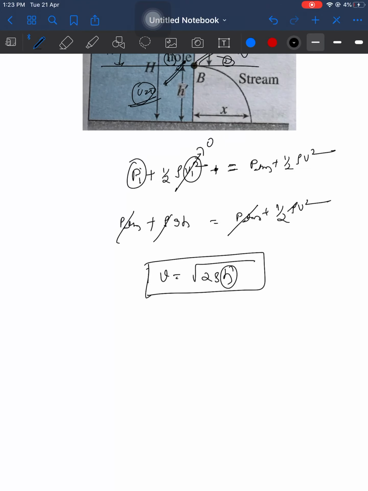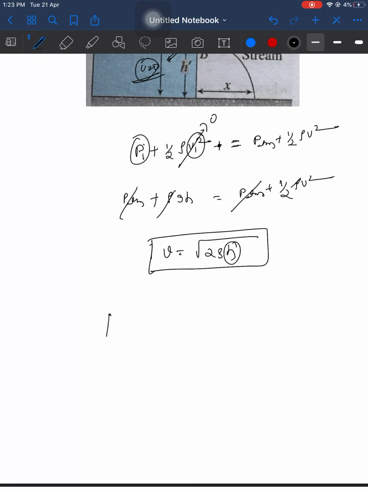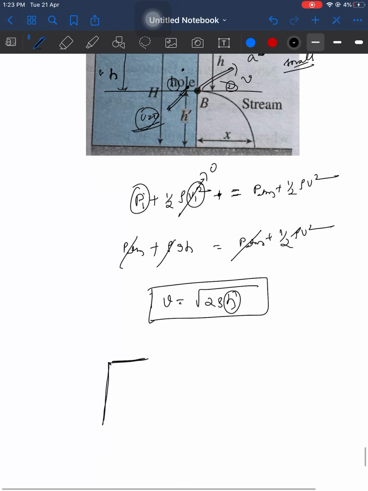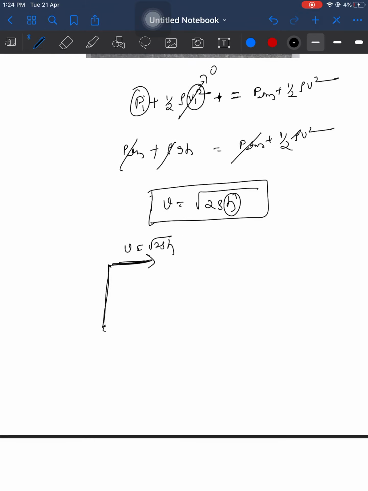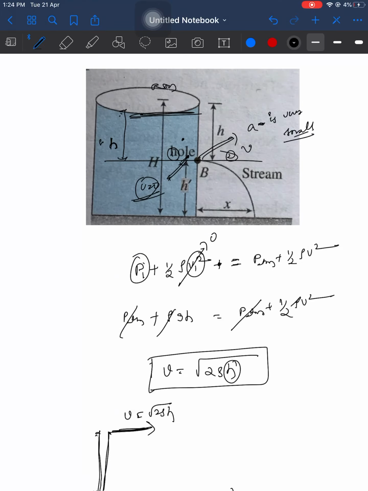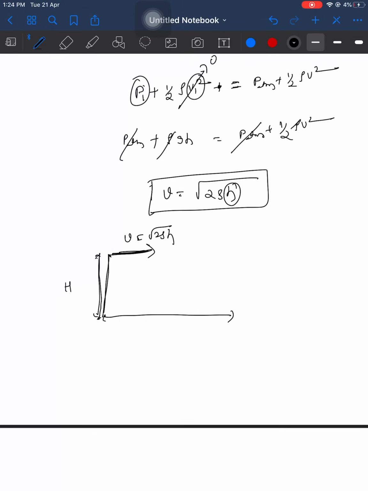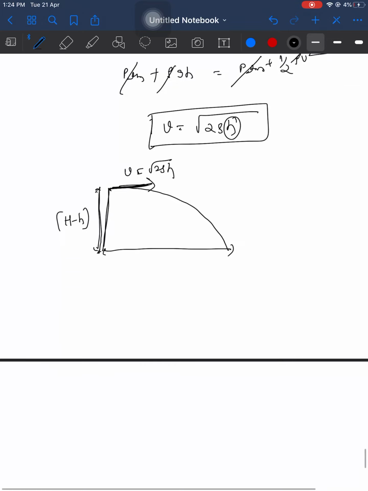Now for this question, if you see carefully, the velocity is perpendicular to the surface and it is coming outside with V equal to square root of 2gh. The total height of the container is capital H, so the fall height is H minus h. Questions can be: after how much time does it strike the ground?